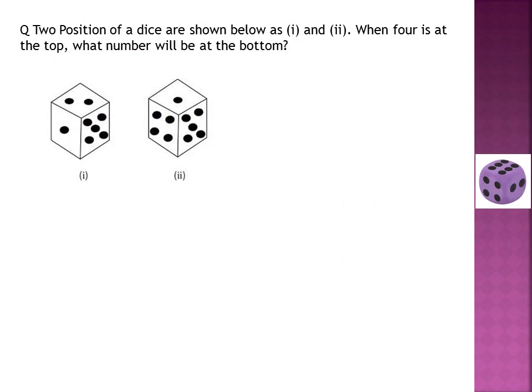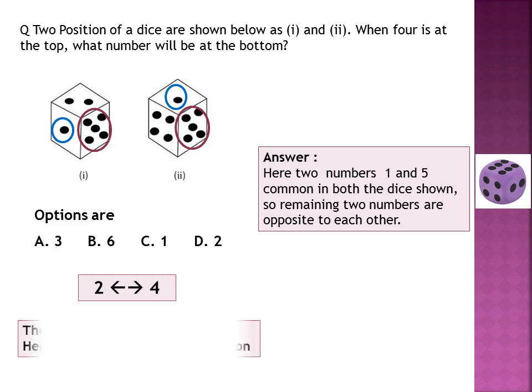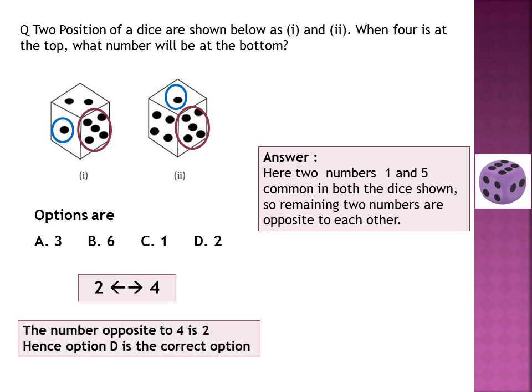Two positions of a dice are shown below as 1 and 2. When 4 is at the top, what number will be at the bottom? Here, two numbers 1 and 5 are common in both the dice shown. So, the remaining two numbers are opposite to each other. So here 5 is common, 1 is common, so rule 1 applies over here. And therefore, numbers 2 and 4 are opposite to each other. Hence, option D is the correct option.